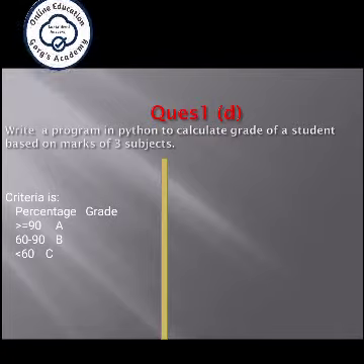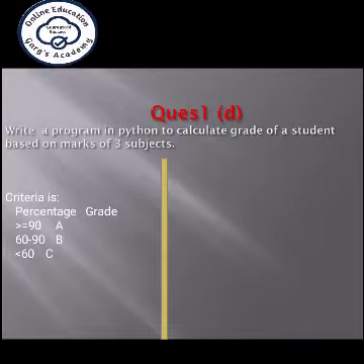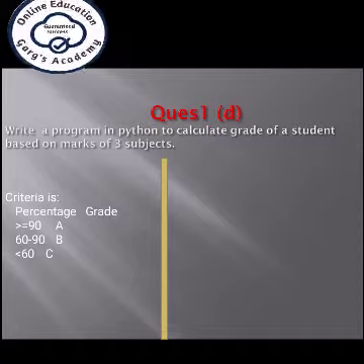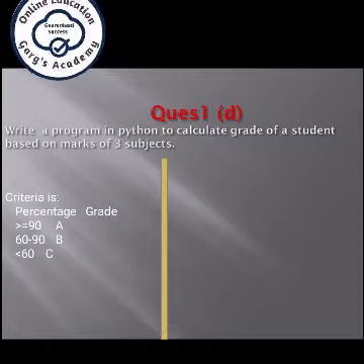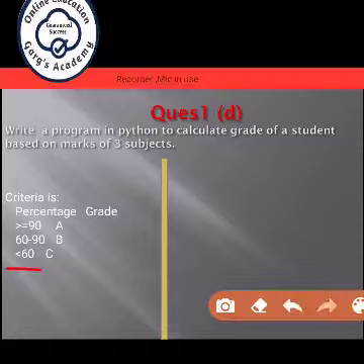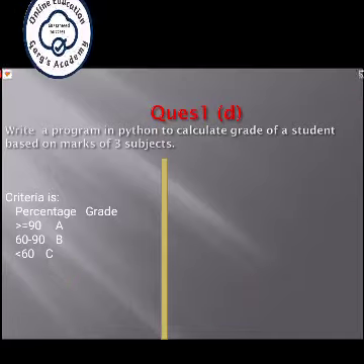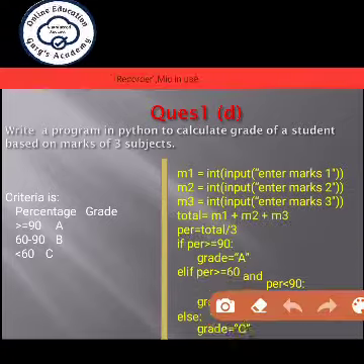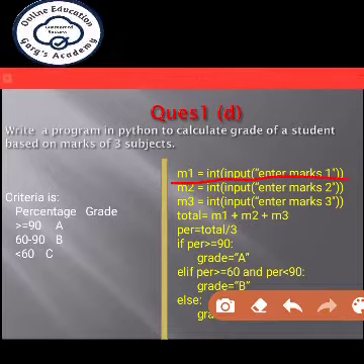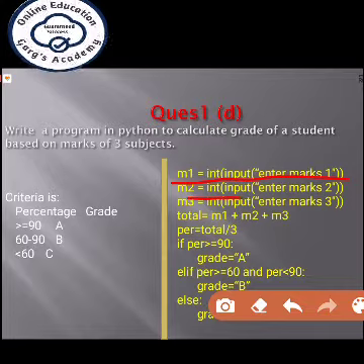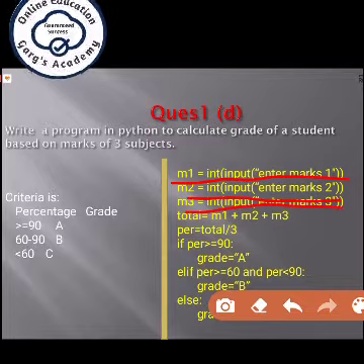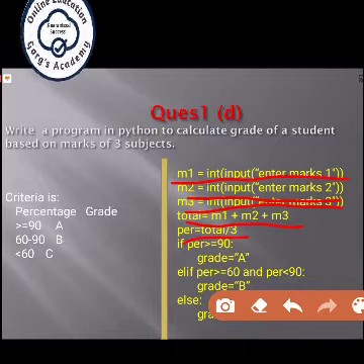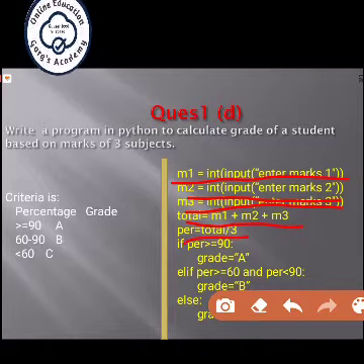Next question. Write a program in Python to calculate the grade of a student based on marks of 3 subjects. So students, here the criteria given is, if the percentage is greater than or equal to 90, grade is A. If the percentage is between 60 to 90, grade is B. And if the percentage is less than 60, grade is C. So first of all, you will input the marks of 3 subjects in this way. M1 equal to int input enter marks 1, in the same way for M2 and M3. After that, you will calculate the total by adding them. Then you will find the percentage by dividing by 3.